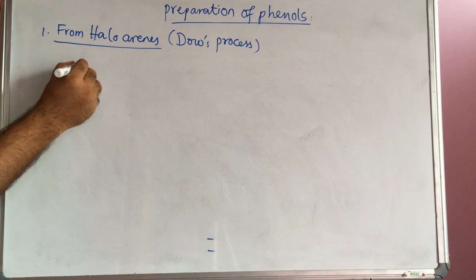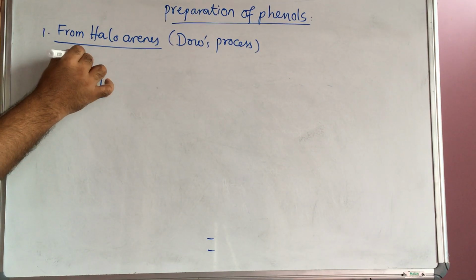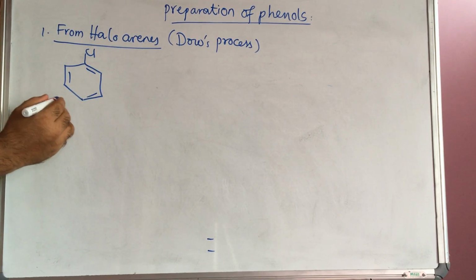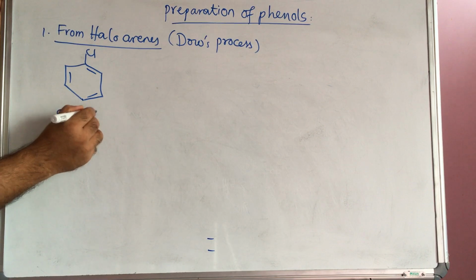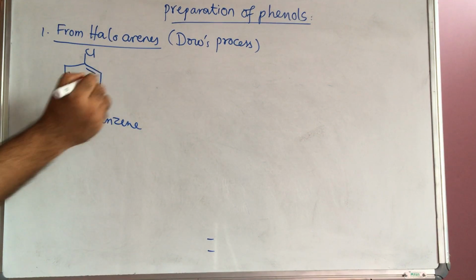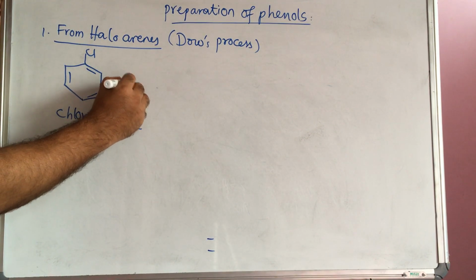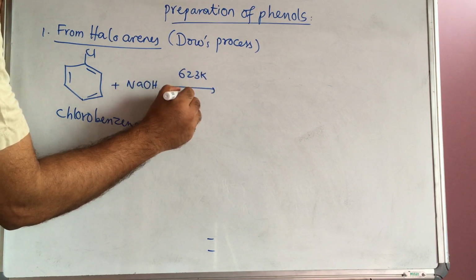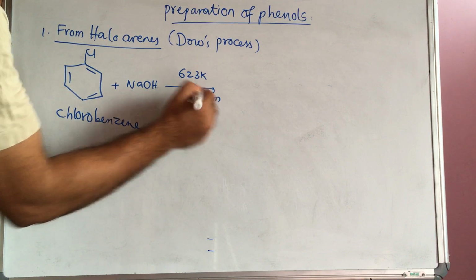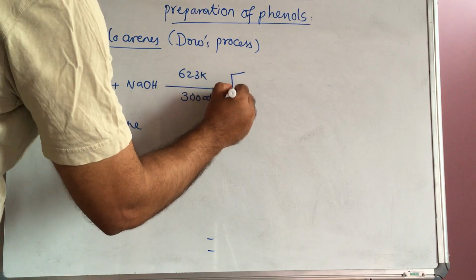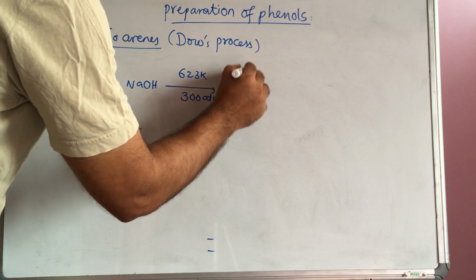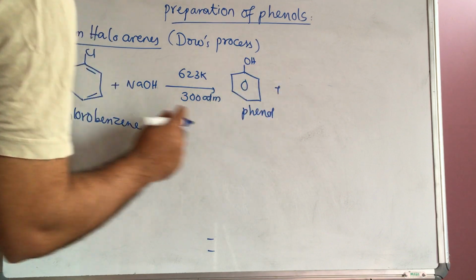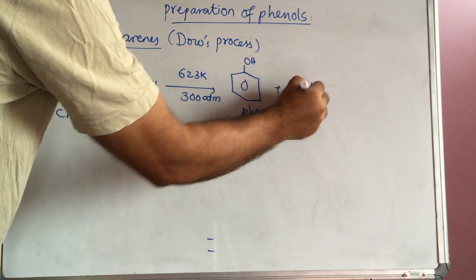Here, I am taking chlorobenzene, a haloarene. This has one halogen, that is chlorine, on the benzene ring. This is chlorobenzene. This chlorobenzene is treated with NaOH at nearly 623 Kelvin and 300 atmosphere pressure. Then we will get phenol. This is called phenol, and along with this NaCl is also formed as a byproduct.